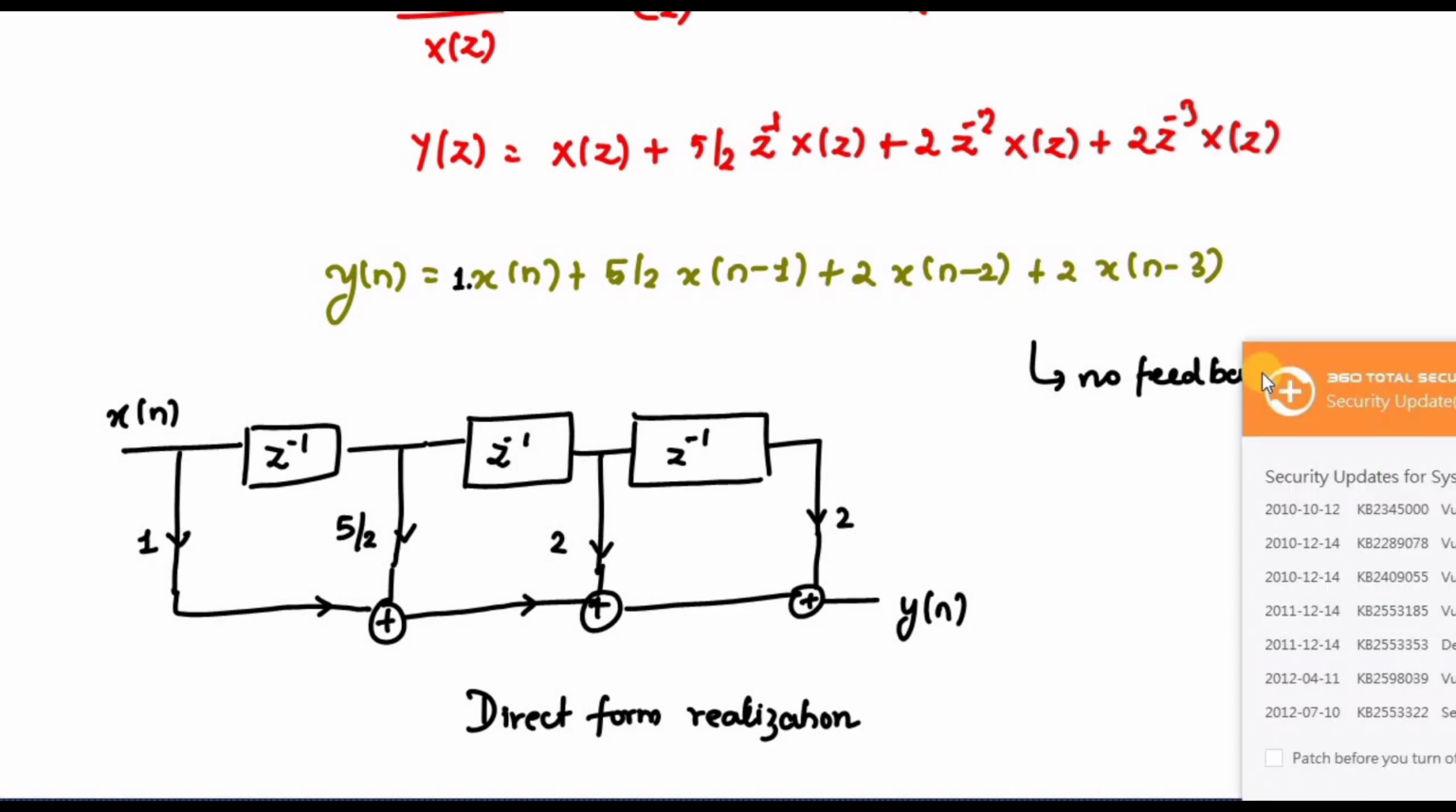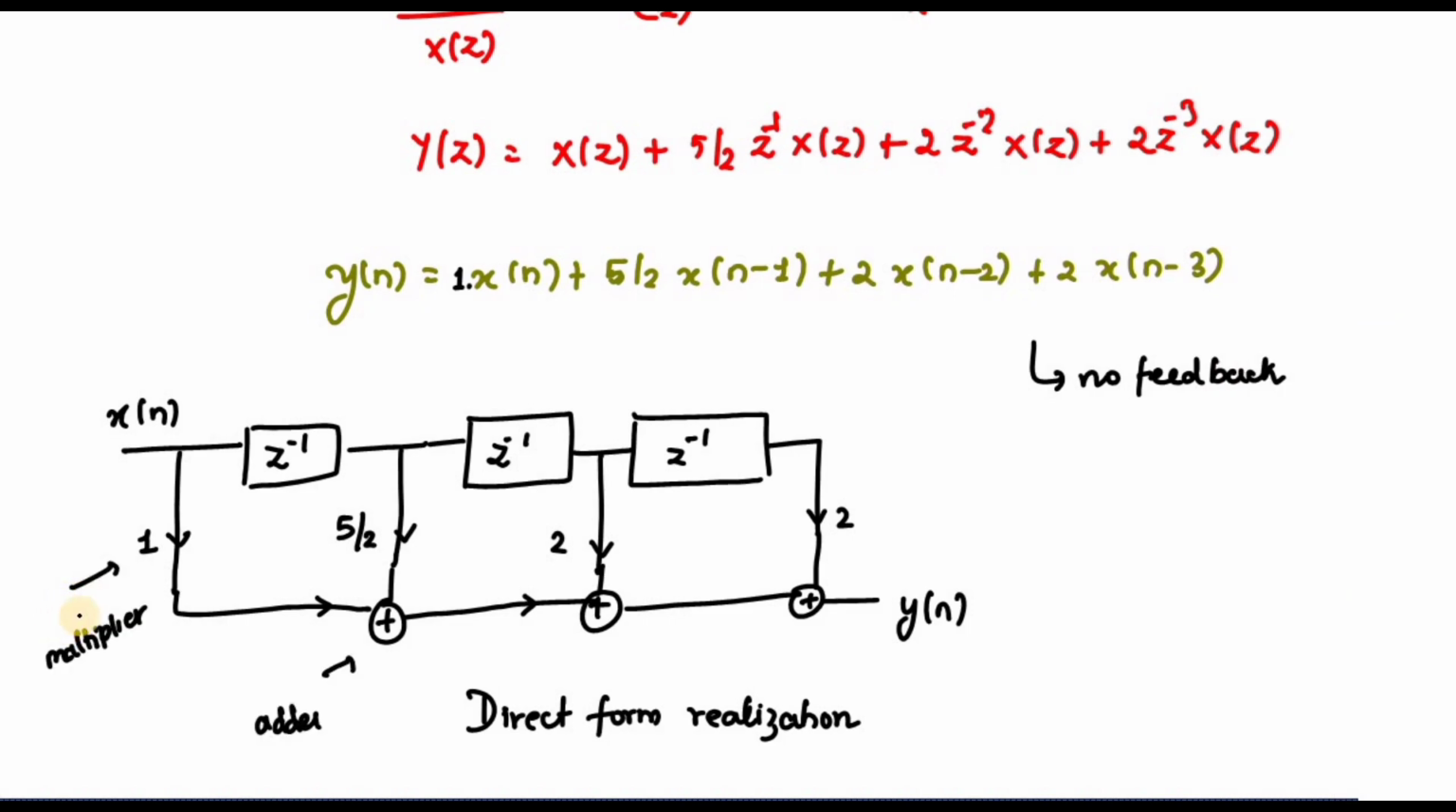Next, let us go for the cascade form realization. This one represents a multiplier and this one represents an adder.